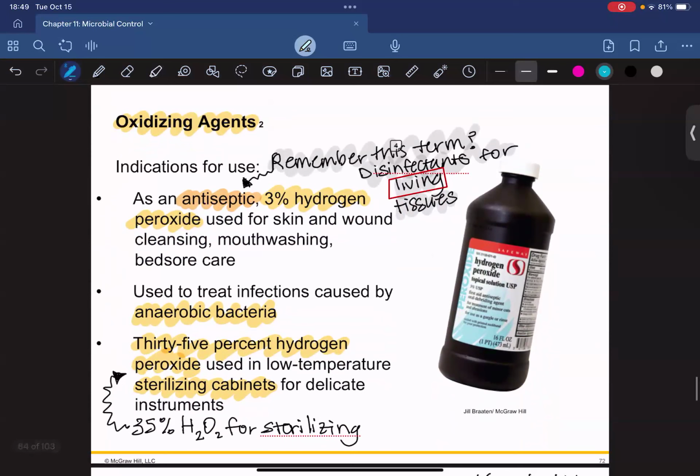So with hydrogen peroxide, we use it at 3%, which is not high. The brown bottles that we're so used to seeing, they have to be in the brown bottles to protect from the light. That'll cause the H2O2 to break down into its constituents. But anyways, you can disinfect with it. And it's pretty effective at that.